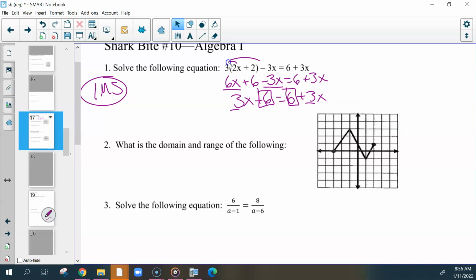Or you could have kept solving and you would have got either 6 equals 6 or 0 equals 0, and you would have got that same answer, infinitely many solutions. Questions on number 1?